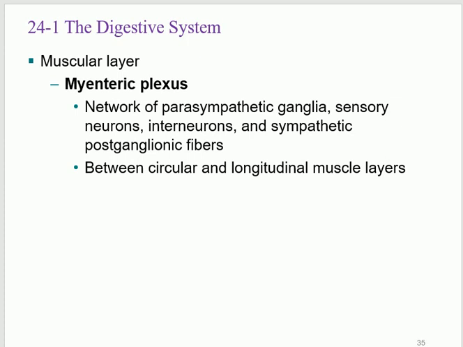Myenteric plexus is that plexus that's located in between those two layers, and myenteric translation is muscles. It's the plexus in the muscles, myenteric plexus. You have to remember that.